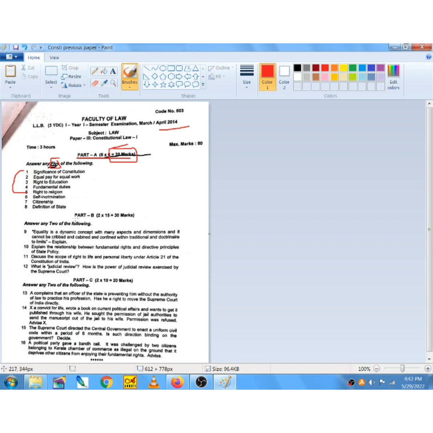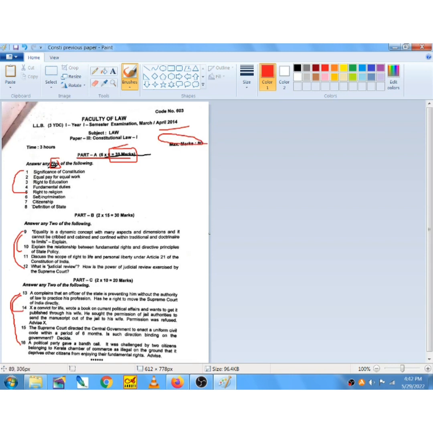Then you have part B. 4 questions will be asked in part B, out of which you need to answer 2 of them. So these questions are for 15 marks each, so 30 marks again. And then lastly part C, where you will be given 4 problems or questions, and out of which you need to answer 2 again for 20 marks. So total paper is for 80 marks, 20 will be counted from internals.